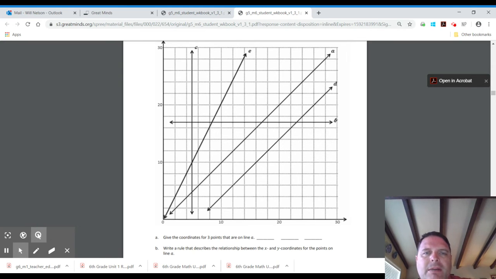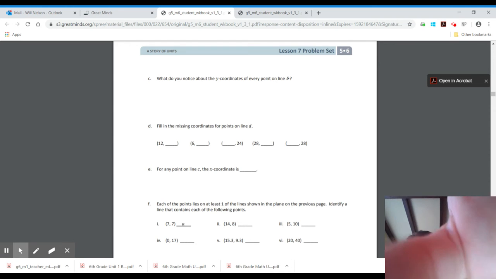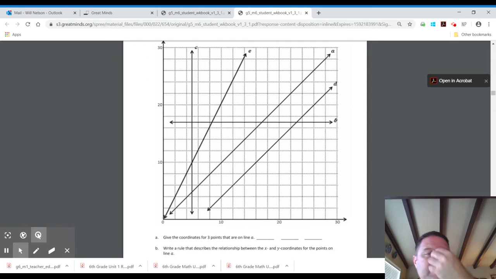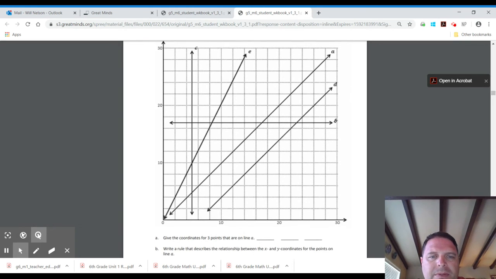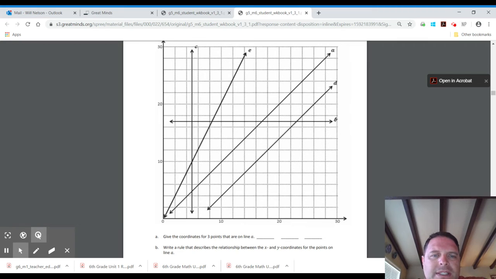Okay, we're back. So I have 2 tabs. Let's see if this works. Yep, so that's the next page. I'm going to stay on this tab for a minute, and we are on number 3. I just have it scrolled down a little bit. First it says, give the coordinates for 3 points that are on line A. So let's identify line A. Here's line A.